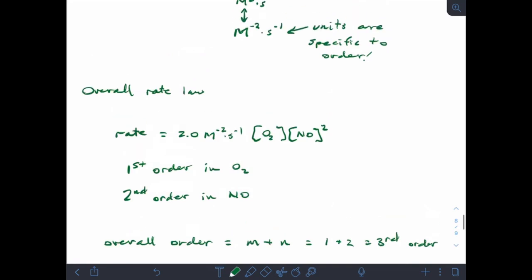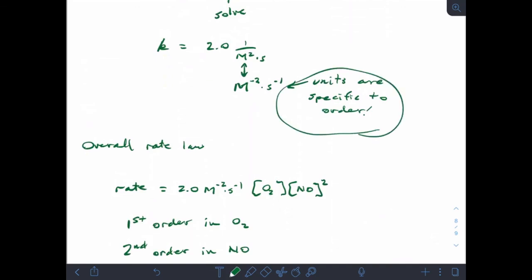Okay, so let's return to this idea here of units with respect to order. So units are specific to reaction order. Okay, so the units of rate we've already talked about. Units of rate are molarity per second. Right? So the units of K will depend on the reaction order. So let's look at a few examples of that.